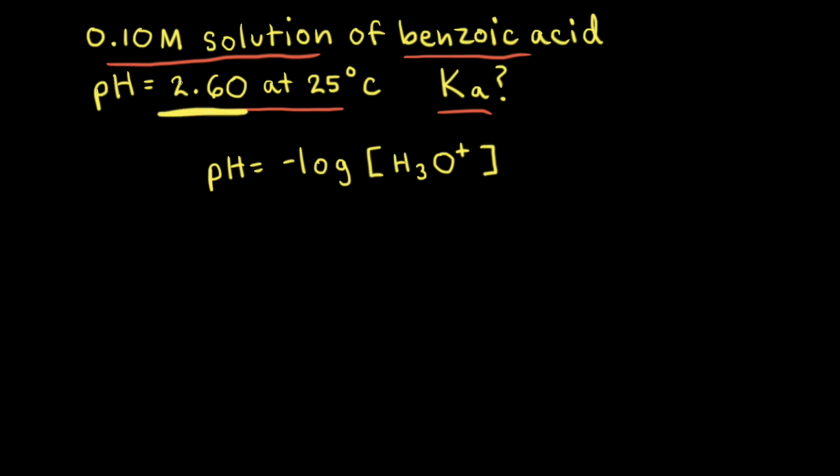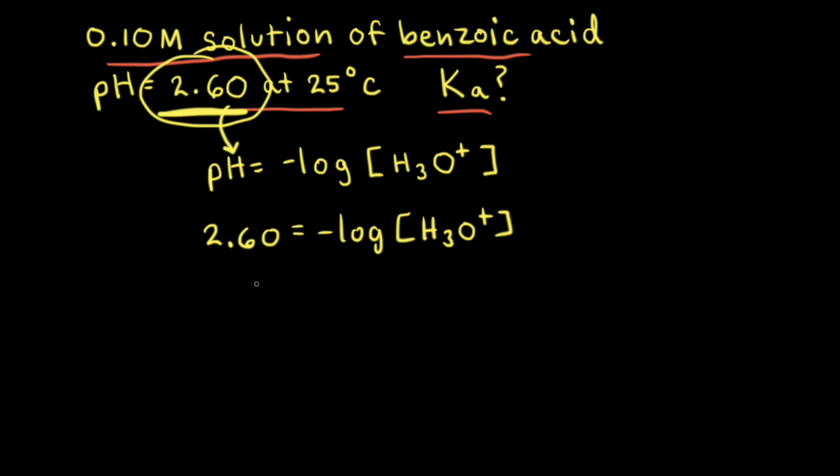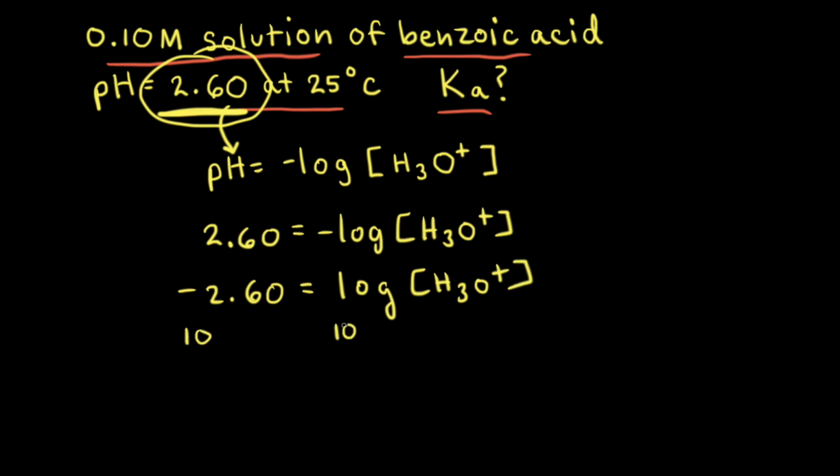Since we're given the pH in the problem, we can go ahead and plug the pH of 2.60 into this equation. So 2.60 is equal to the negative log of the concentration of hydronium ions. To solve for the concentration of hydronium ions, first we move the negative sign to the left, which gives us negative 2.60 is equal to log of the concentration of hydronium ions. To get rid of the log, we take 10 to both sides. This gives us the concentration of hydronium ions is equal to 2.5 times 10 to the negative third molar.